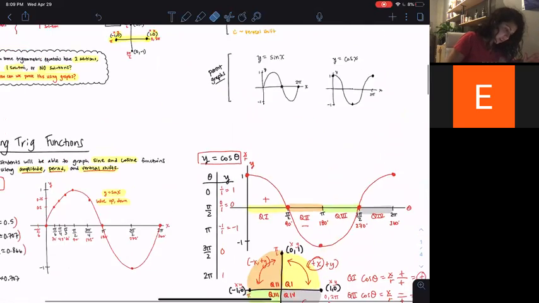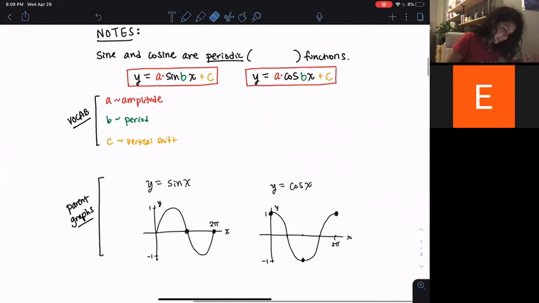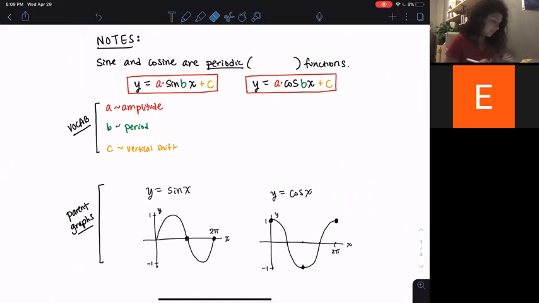And now let's just get to our notes. Okay, here's what I want you to take away from today. Sine and cosine are periodic functions. Periodic means that they are repeating. They are cyclical. They go in a cycle because that's the way that the circle works. And they repeat every 2 pi, as we discussed before.